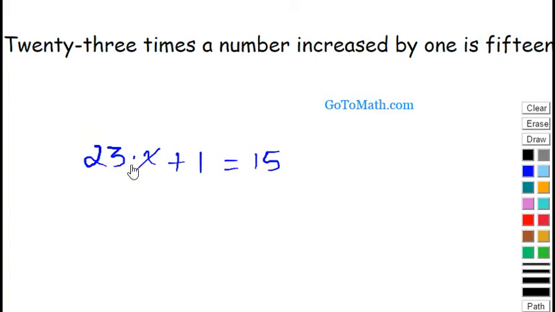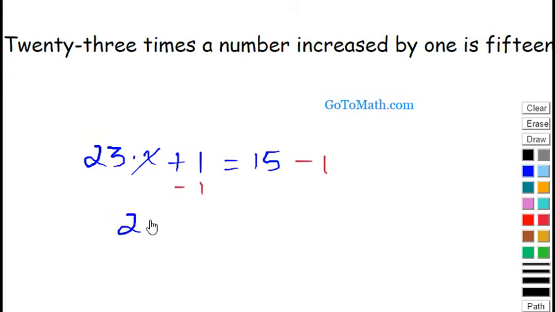Okay? 23 times a number increased by 1. So this is the number. 23 times a number, and that whole thing is increased by 1 is 15. Alright, so then what you want to do is, okay, we need to go ahead and solve for x. That means we're going to subtract 1 from both sides. So we'll just do that.